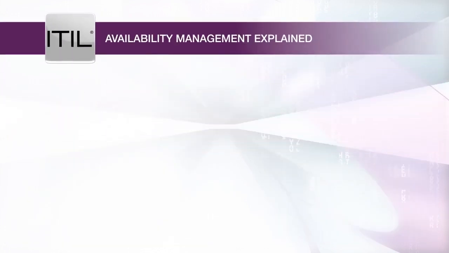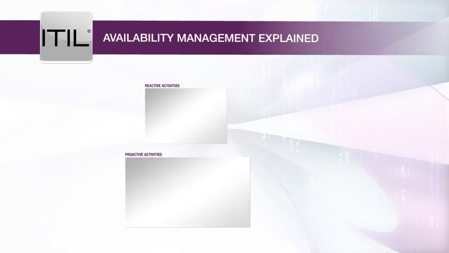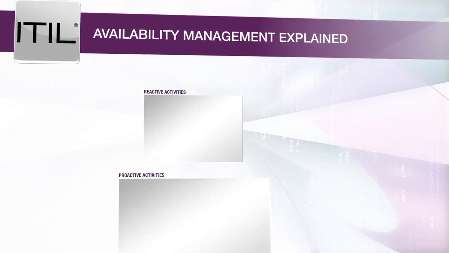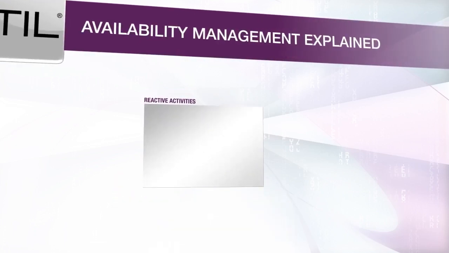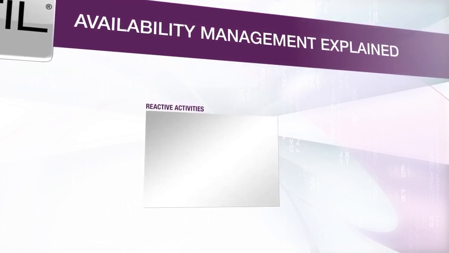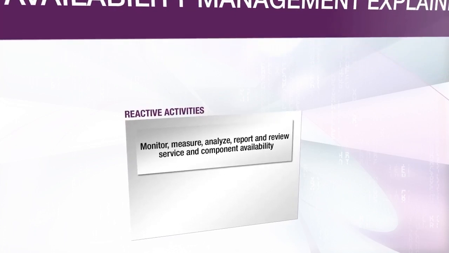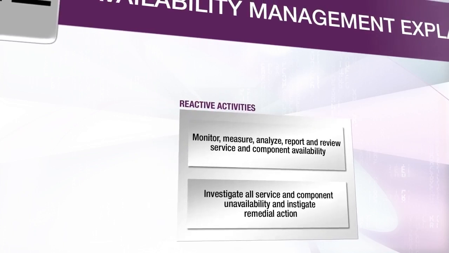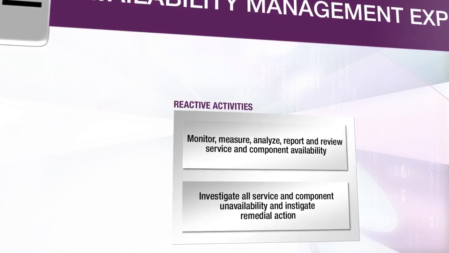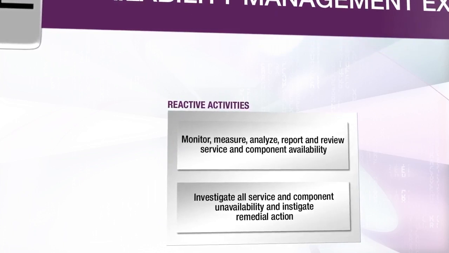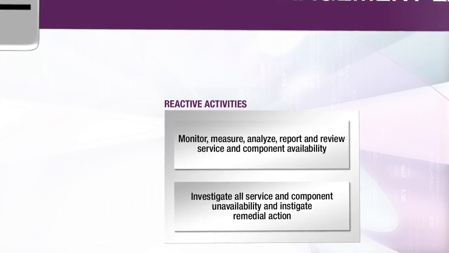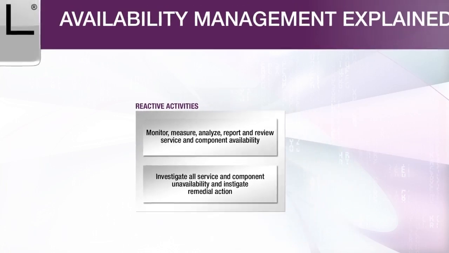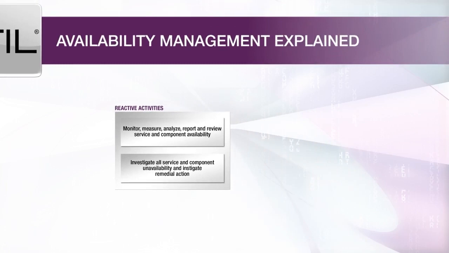As mentioned previously, availability management should perform both reactive and proactive activities. The reactive aspect of availability management involves work to ensure that current operational services and components deliver the agreed levels of availability and to respond appropriately when they do not. The reactive activities include monitoring, measuring, analysing, reporting and reviewing service and component availability, and investigating all service and component unavailability and instigating remedial action. This includes looking at events, incidents, and problems involving unavailability. These activities are primarily conducted within the service operation stage of the service lifecycle and are linked into the monitoring and control activities and incident management processes.